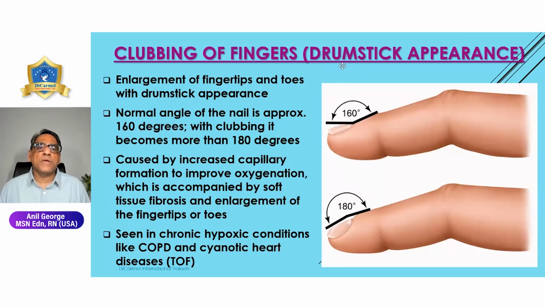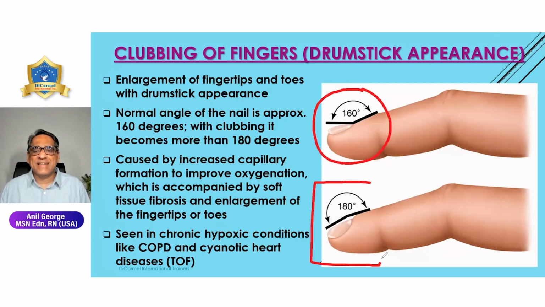Yes, clubbing of fingers is something we hear very often in various conditions. So let's see what it means and how it occurs. As you can see, the normal nail bed angle is less than 160 degrees, and that can increase to more than 180 degrees, and that's where the shape changes into the drumstick appearance.